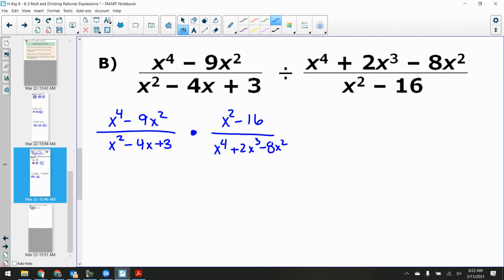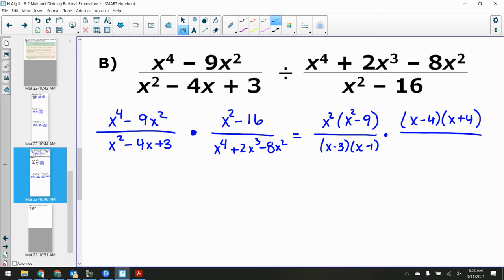And now let's start to factor down. The numerator becomes x squared, and then an x squared minus 9. The denominator becomes an x minus 3, x minus 1. The numerator becomes an x minus 4, x plus 4. And the denominator becomes x squared, and then we'll have an x squared plus 2x minus 8. I can keep factoring.